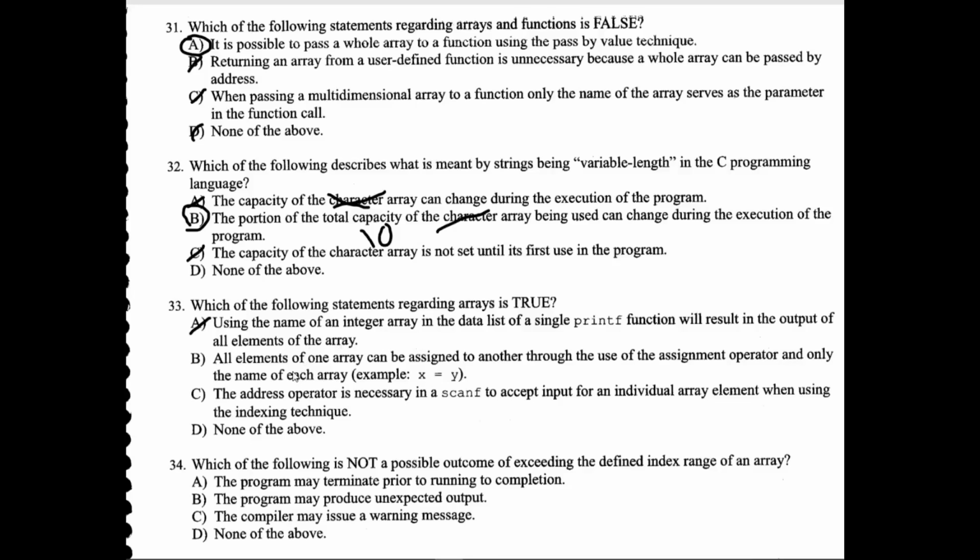B. All elements of one array can be assigned to another through the use of the assignment operator and only the name of each element. That is also false. That is going to be assigning the memory address of one array to another, and that would not copy the elements.